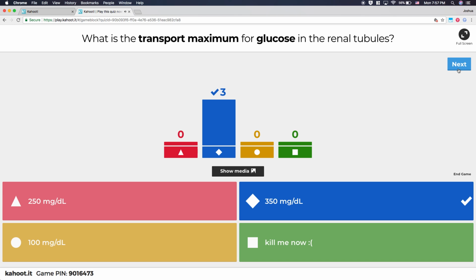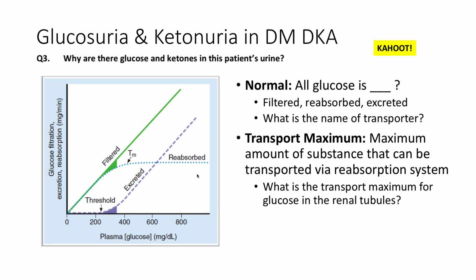It's 350. So the transport maximum for glucose is 350 mg per dL. Full stop. This is the one number you need to know. In Costanzo's physiology, they also teach you the renal threshold, and they explain why there's a difference between the renal threshold and the transport maximum. They call it a splay, and they account for it. But you do not need to know this, and I do not completely understand it, so I will not try to explain it.